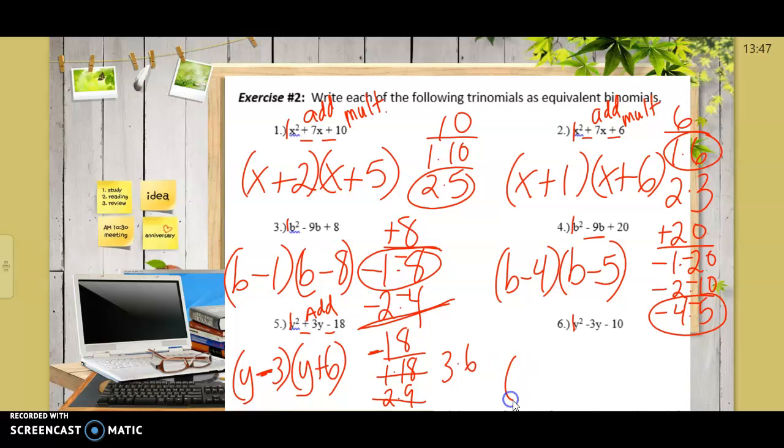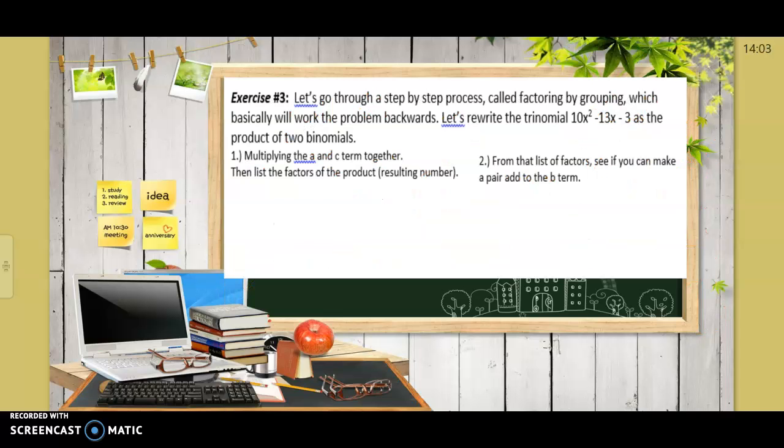So we know it's going to be 2 binomials. So put it down as 2 binomials. Y squared means it came from multiplying y and y. And ways we multiplied the 10 could have been 2 and 5, 1 and 10. Key is it adds to a -3. So that means the bigger number gets the negative. So -5 and +2. This is called factoring by grouping, which basically works the problems backwards.